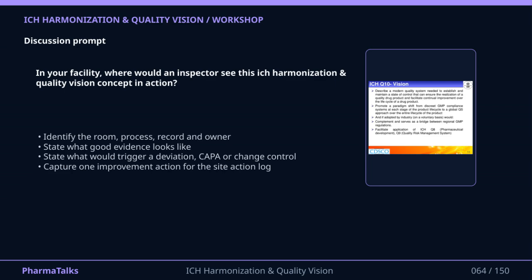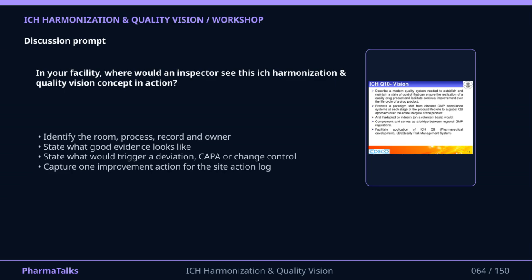Also, consider what might trigger a deviation, a corrective and preventive action, or even a change control. Identifying these triggers is key to maintaining and improving quality. Finally, as we capture this insight, think of one practical improvement action that could be logged for the site. This way, every observation can translate into a meaningful step forward, reinforcing the ICH harmonization and quality vision in your daily operations.